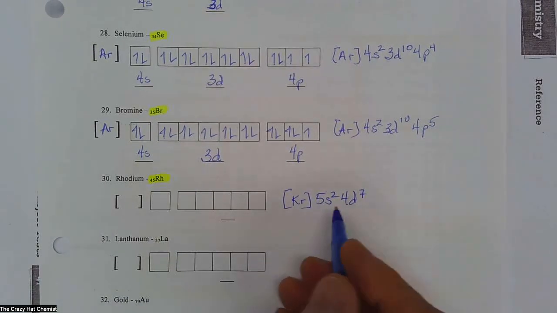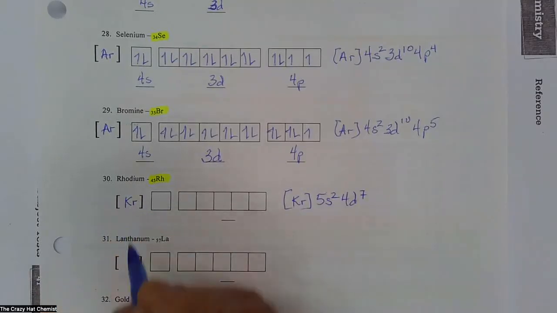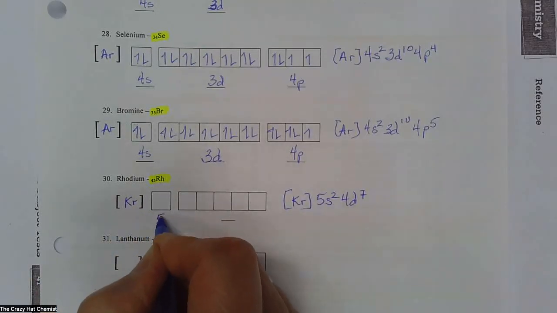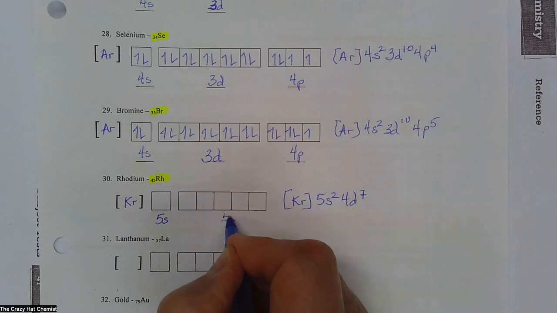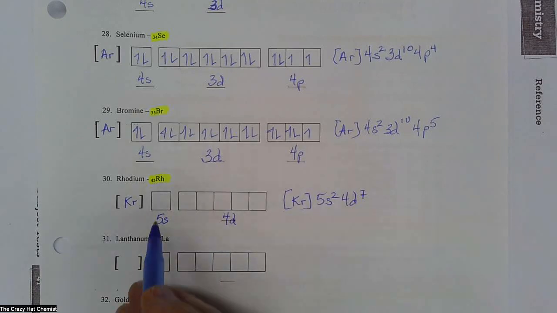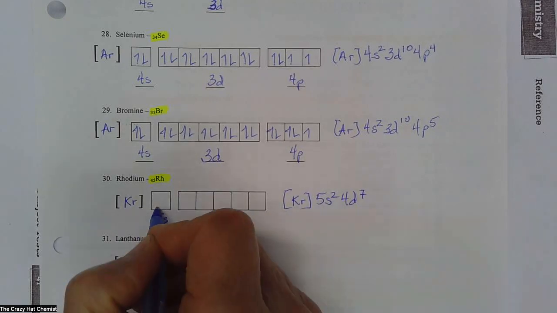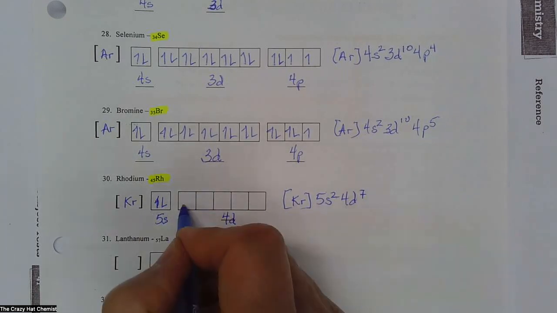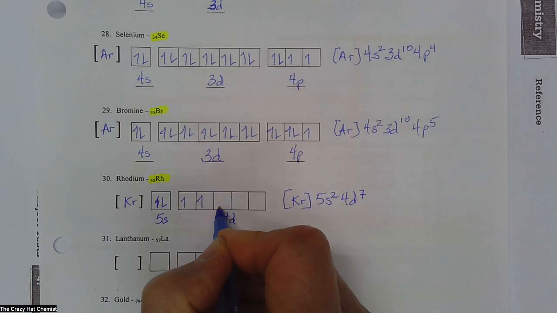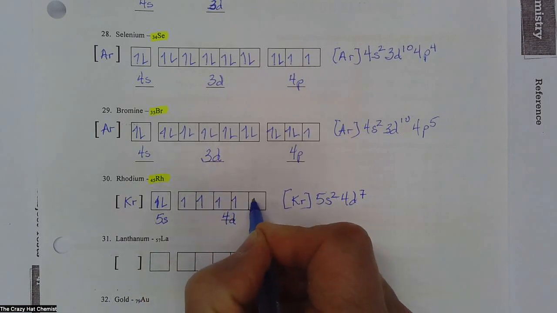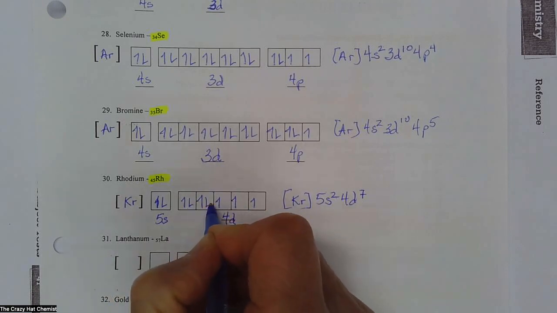So now what we're going to do is we're going to write krypton right there like that. This is going to be labeled as a 5s, and this is a 4d. Okay, I know this is an s because there's a single box. This is a d because there's 1, 2, 3, 4, 5 boxes. 5s2, that's an up, that's a down. Okay, 4d7, 1, 2, 3, 4, 5, 6, and 7.